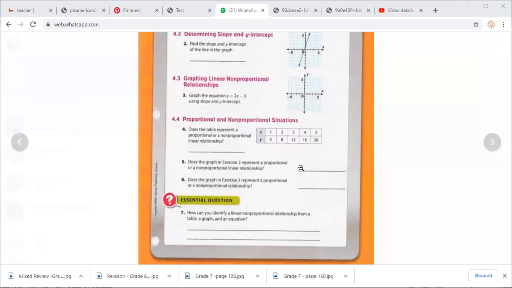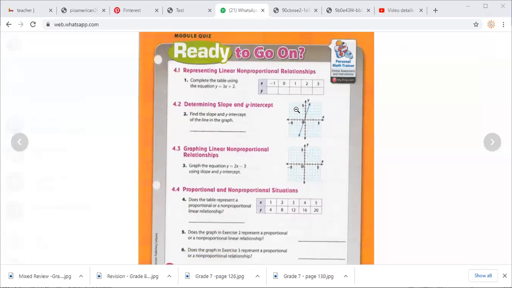Yes. Okay. Please tell me how we are going to fill the space in this question. -1. Maya, -1. The value of y, it will be how many? First one, -1. Thank you. Next, 0. 2. Thank you. Next, 1. 5. Yes. 2. 8. 3. 11. Thank you so much.